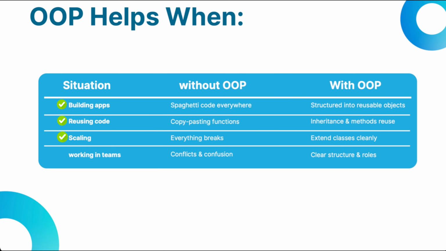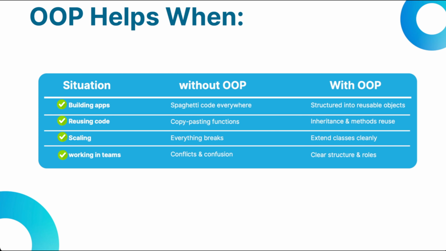The third one is scaling. Without object-oriented programming, scaling your program is a nightmare. When you add new features, everything breaks because your code wasn't designed to grow. With object-oriented programming, you can extend classes cleanly and add new features without rewriting everything.